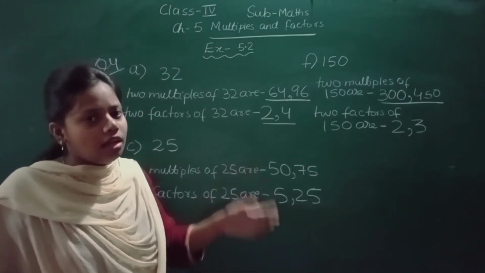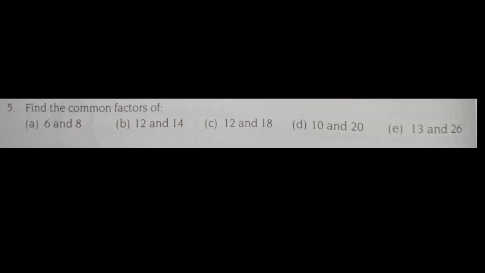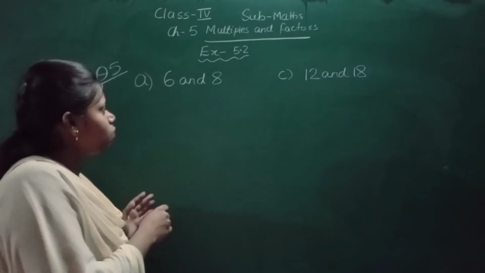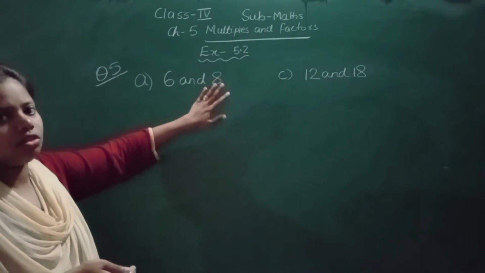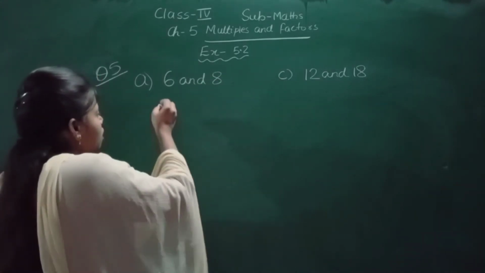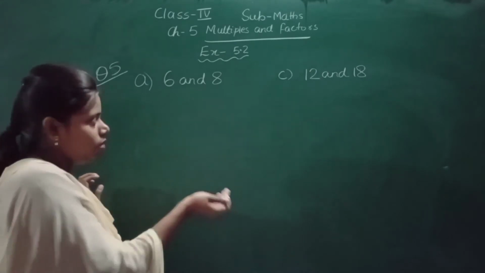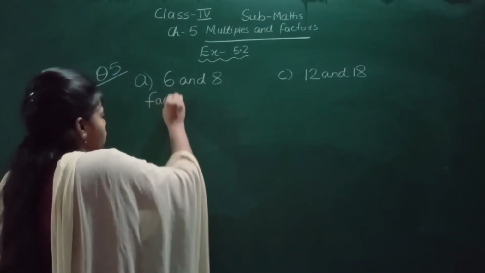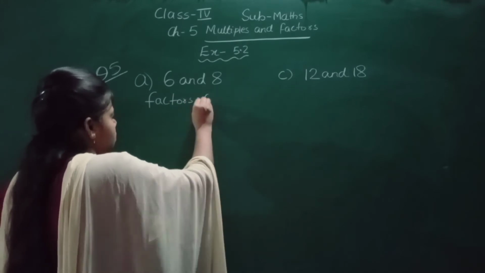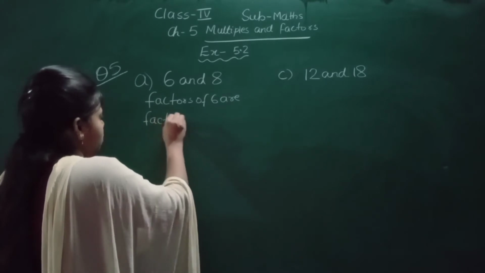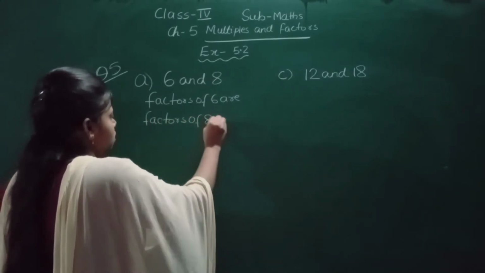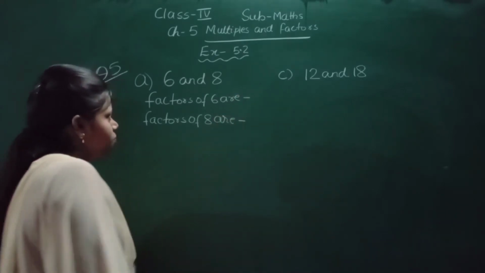Okay, now let us see the last question, question number 5. So what is question number 5? Question number 5 is find the common factors of 6 and 8. We will write the factors of 6 and the factors of 8 and we will find the common ones. Common means what is same, which factor is same in both. So let us write the factors of 6 and the factors of 8.